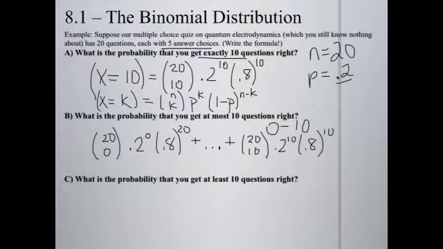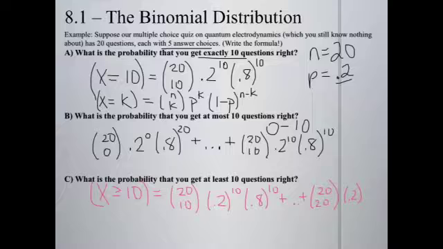Last question. What is the probability you get at least 10 questions right? So that means 10 or more. So it's probably when x is greater than or equal to 10. And here I want 20 questions, choose 10. I'm going to start with 10. And then go up to 20 because I have 20 questions. And I'm going to run out of room. Sorry, guys.